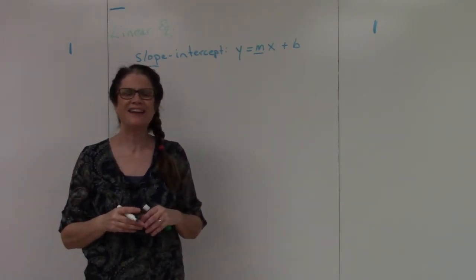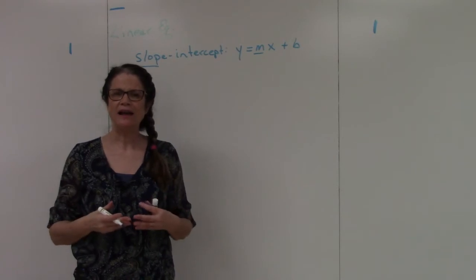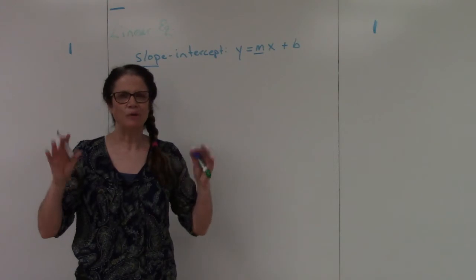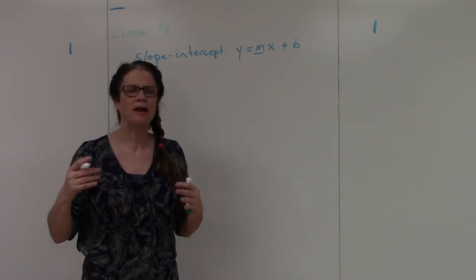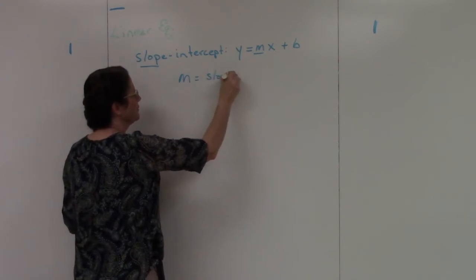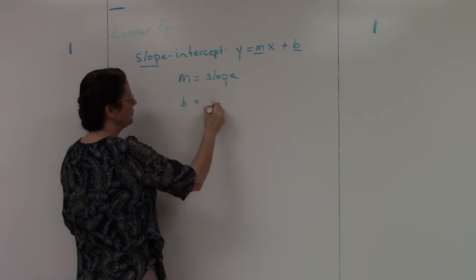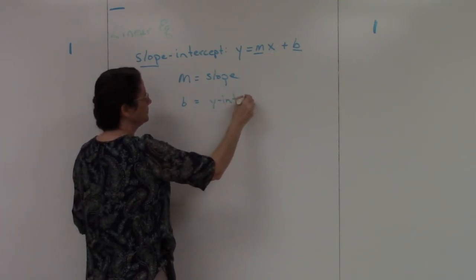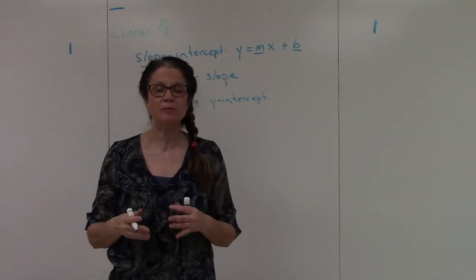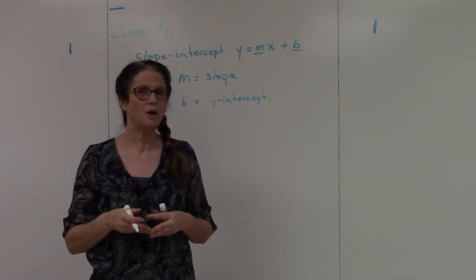M is a symbol that stands for slope. I have heard many different reasons why they use m, but I won't go into that now. So just remember, m is your slope. And then b is what's called the y-intercept. So the y-intercept is exactly what it means. It means where your line intercepts or crosses the y-axis.